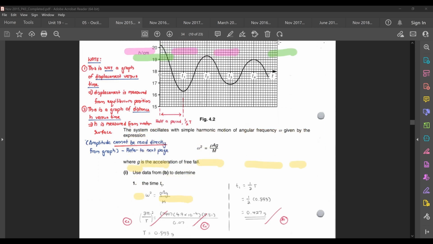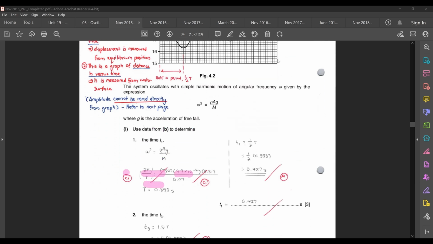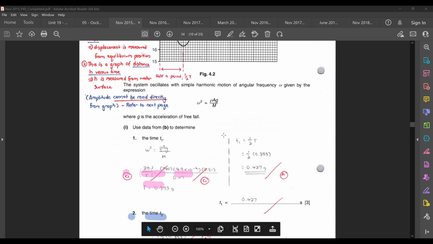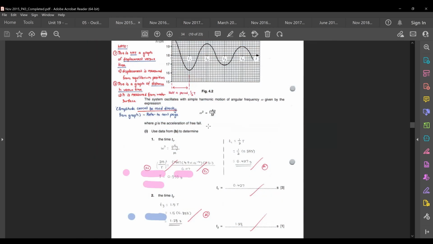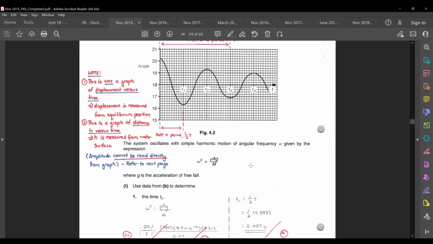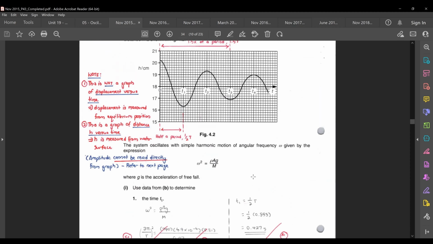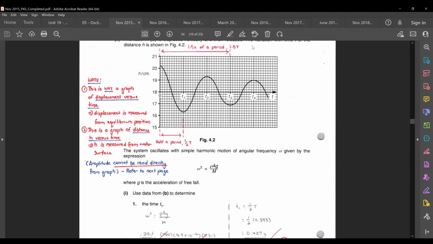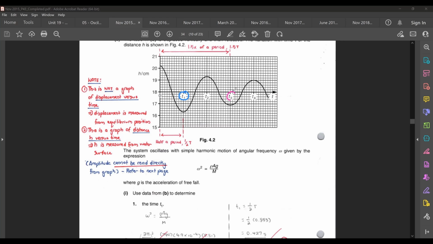Use the data from B to determine time t1 as well as time t3. This is the question that they want you to do. Okay, they need you to determine time t1 and then time t3. All right. So if you look at the question, specifically the graph, t1 is over here, whereas t3 is over here.